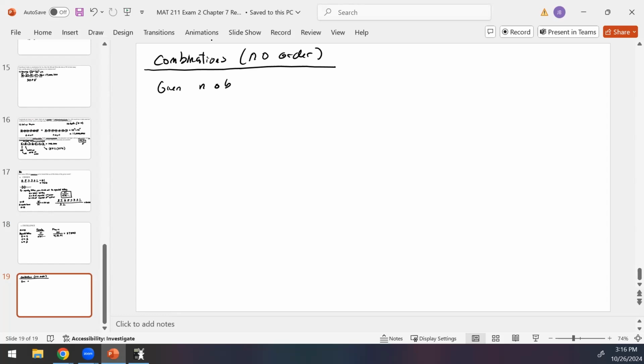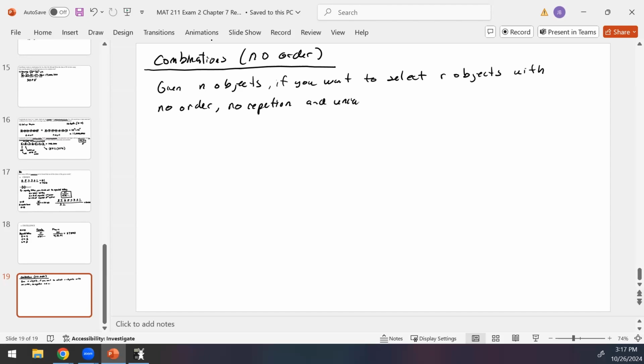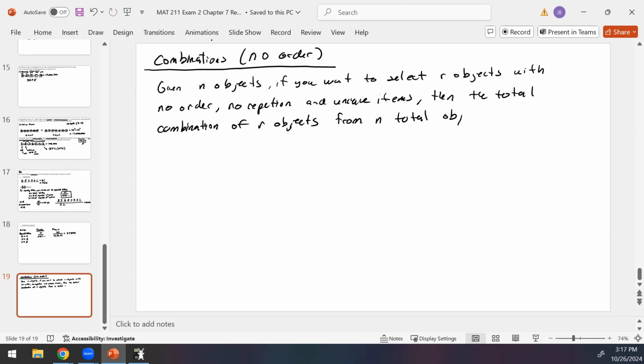So given n objects, if you want to select R objects with no order, no repetition, and unique items, then the total combination of R objects from n total objects is, so we use nCr, equal to n factorial over R factorial times (n minus R) factorial.